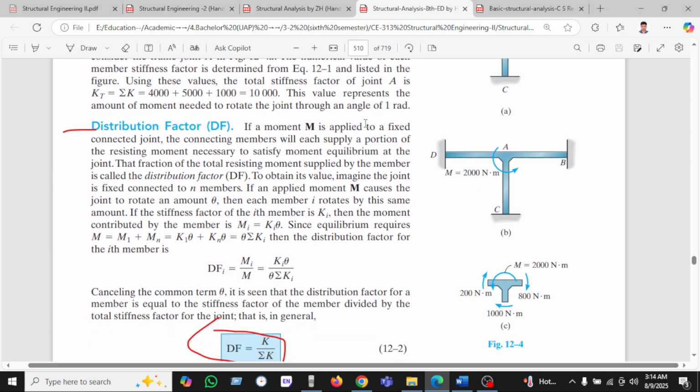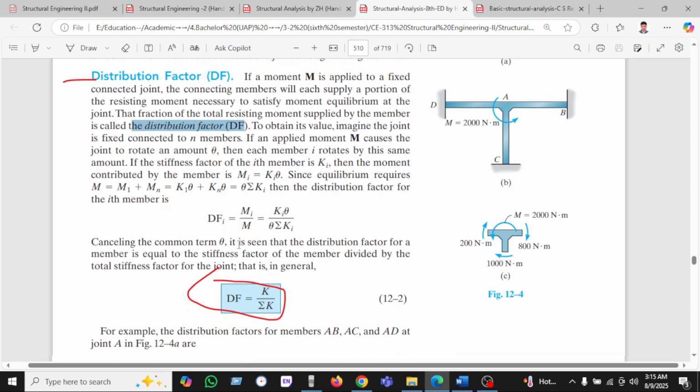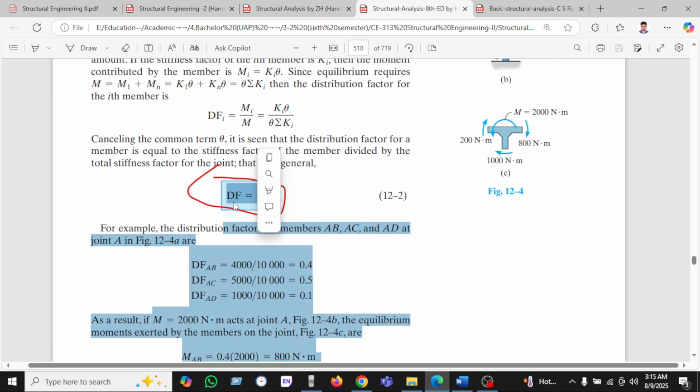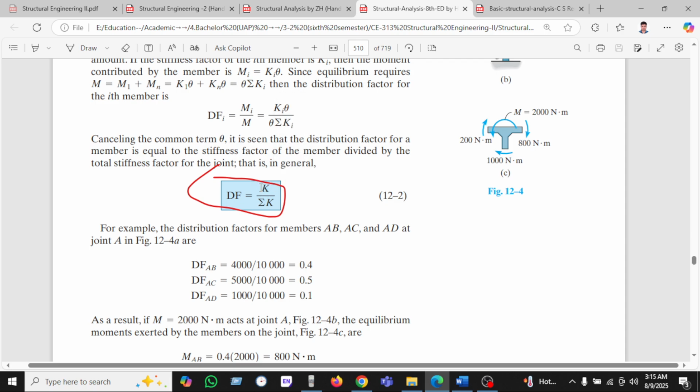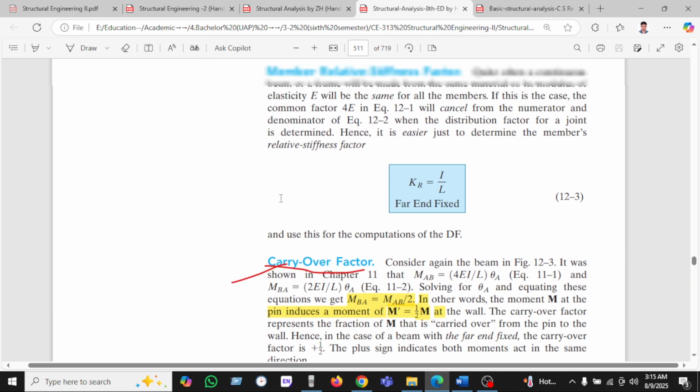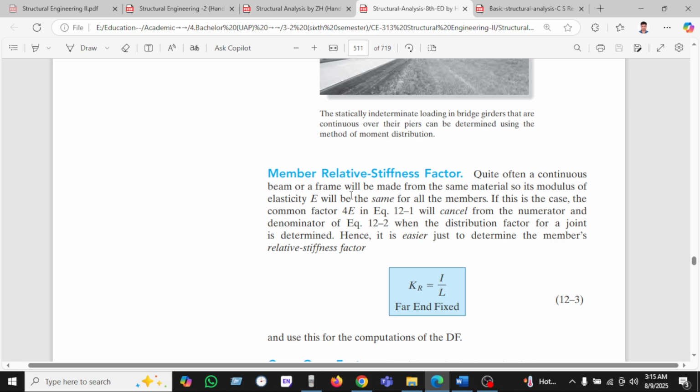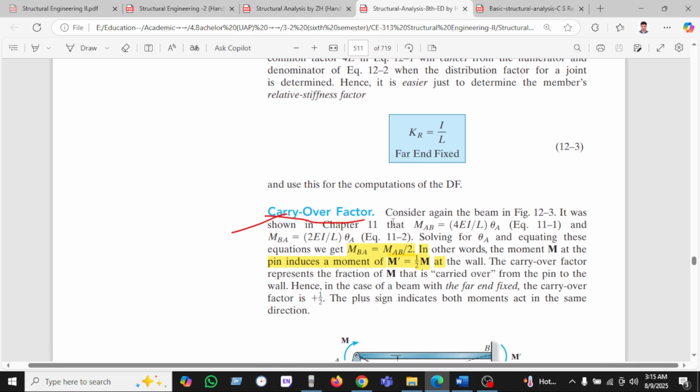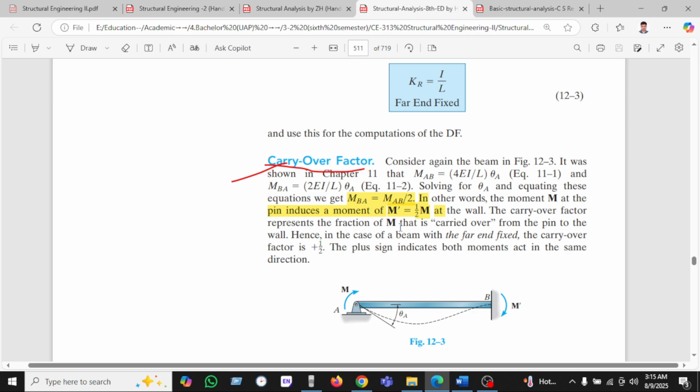Distribution factor: if a moment M is applied to a fixed-connected joint, the connecting members supply the moment necessary to satisfy moment equilibrium at the joint. This factor, the ratio of the resisting moment supplied by a member to the applied moment, is called the distribution factor. So the distribution factor is the member stiffness divided by the sum of all stiffnesses. The member relative stiffness factor is not needed here, but the carryover is needed.